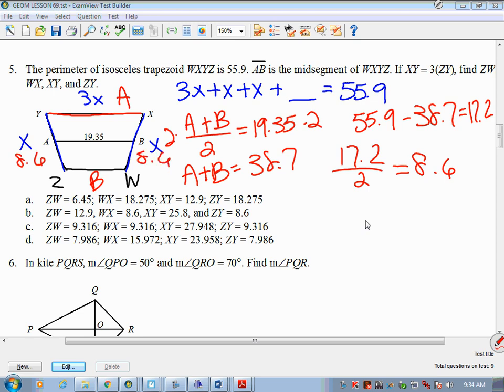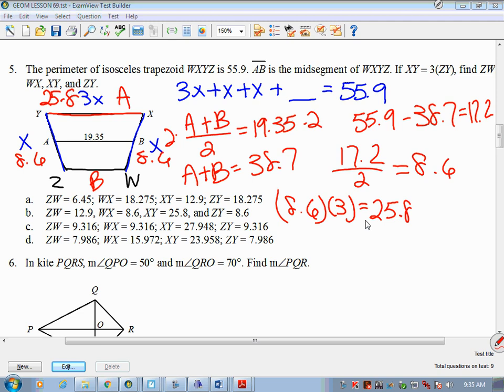Do you follow me? Now, what did we say that XY was? We said it was 3 times the length of XZ. So if I want to find XY, what do I need to do with 8.6? Multiply by 3. So 8.6 times 3 equals what? 25.8. So now I know that this is 25.8. We know that this is 8.6, this is 8.6, so can I find B? How do I find B?